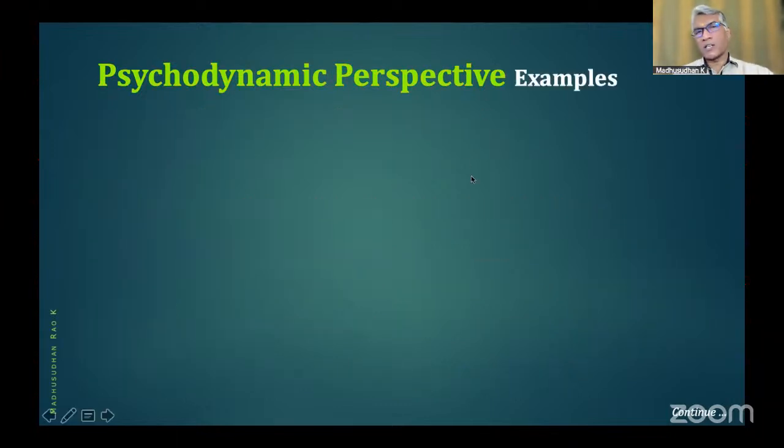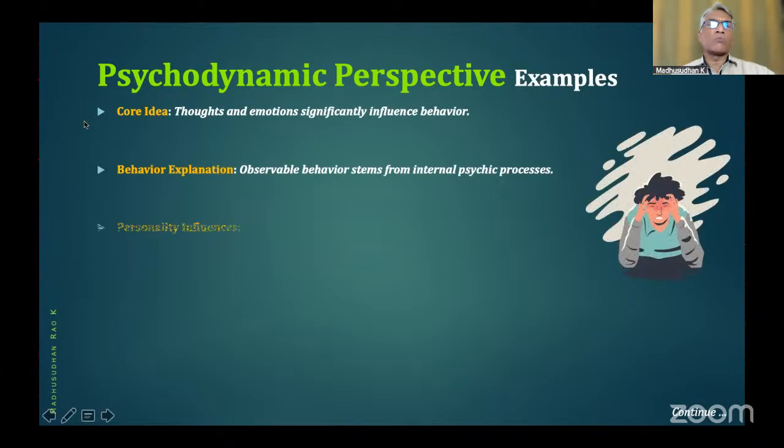Let us check some examples. I will again tell the core idea, then give an example so that you will not forget anything. What is the psychodynamic perspective? It says thoughts and emotions significantly influence behavior. Look at this individual. Why is he not able to adjust to the situation? He is stressed or tensed, not able to make any decision, feeling anger or suffocated, stressed.